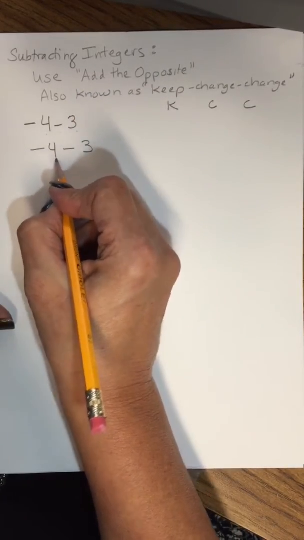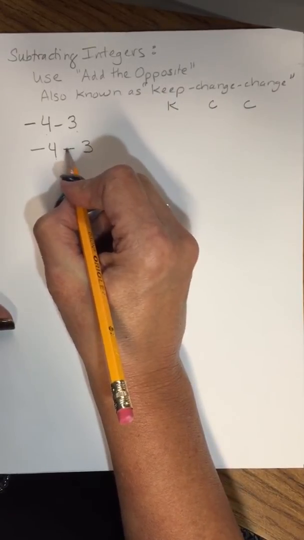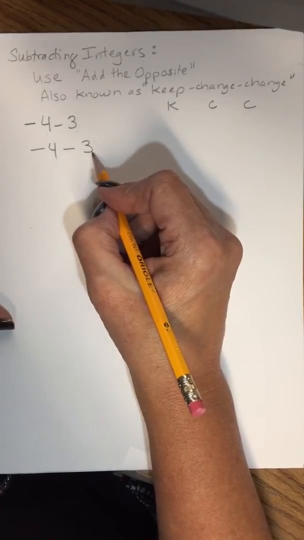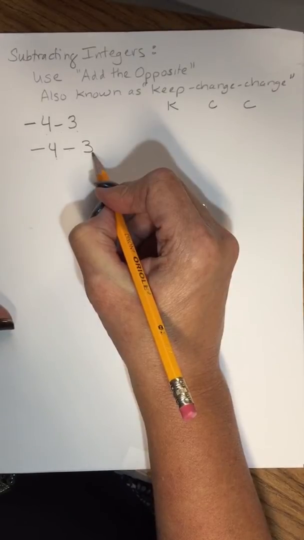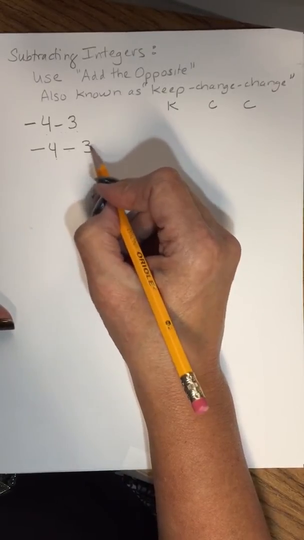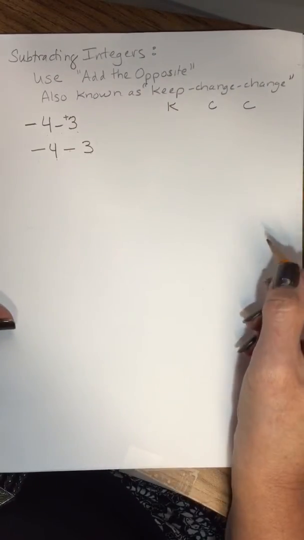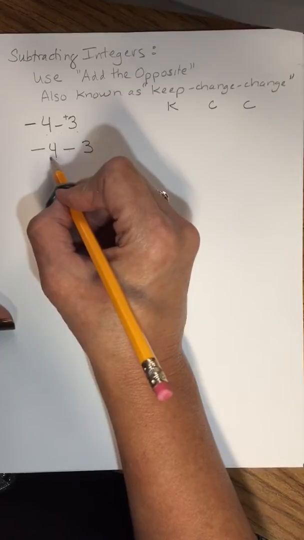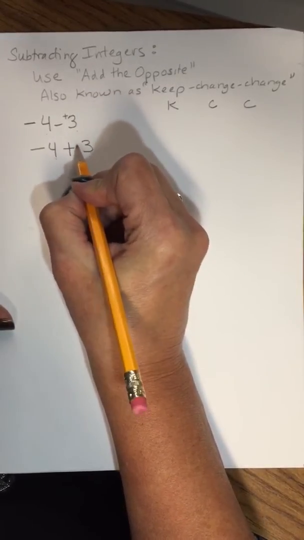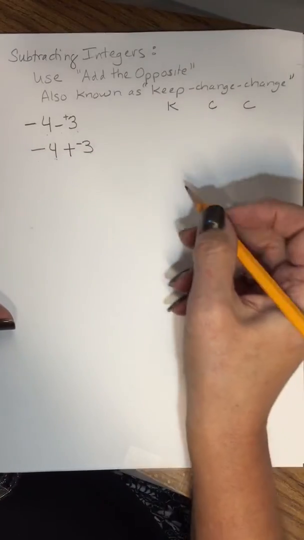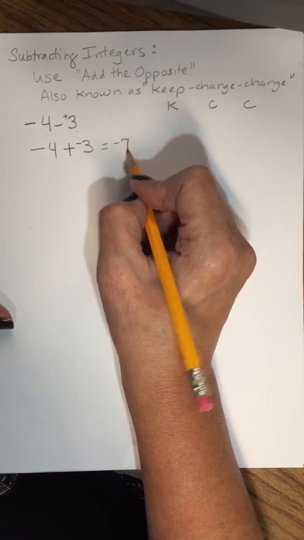So what you do is you rewrite your expression. You keep the first number. You change the operation, we're changing the minus, and you also change the second number from positive to negative or negative to positive. Remember, we already decided this was positive, so I'm going to put a little plus here. So this one keeps, we change this to positive and we change this to negative. Then you can go ahead and just do the work. -4 plus -3 is -7.